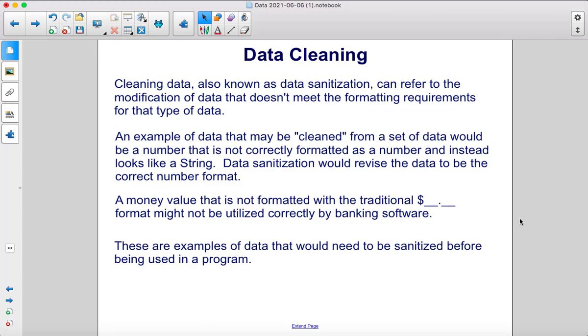Cleaning data, also known as data sanitization, can refer to the modification of data that doesn't meet the formatting requirements for that type of data. An example of data that may be cleaned from a set of data would be a number that is not correctly formatted as a number and instead looks like a string. Data sanitization would revise the data to be the correct number format. A money value that is not formatted with the traditional $ sign format might not be utilized correctly by banking software. These are examples of data that would need to be sanitized before being used in a program.